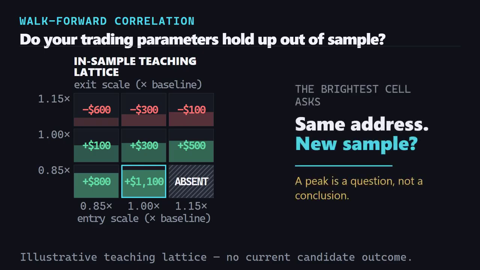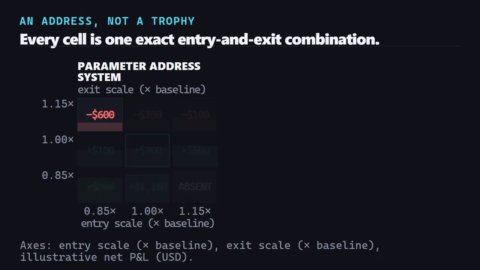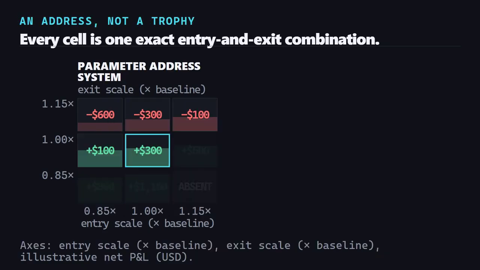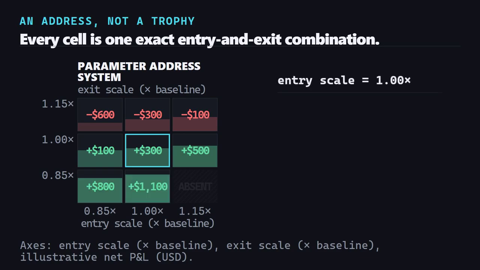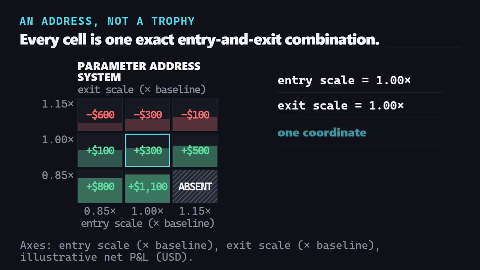Think of a parameter sweep as a landscape, not a trophy shelf. One axis changes an entry setting. The other changes an exit setting. Each cell holds net P and L for that combination. One tall in-sample cell may be a narrow accident. Ask whether the surrounding pattern at identical coordinates keeps recognizable structure out of sample.